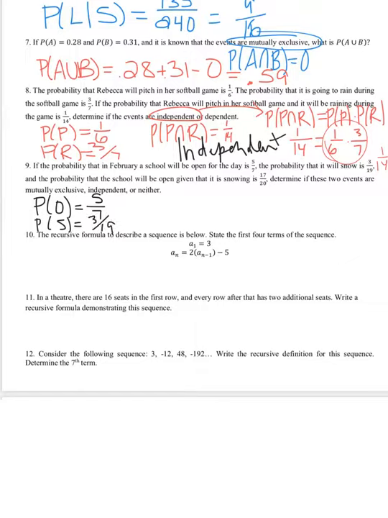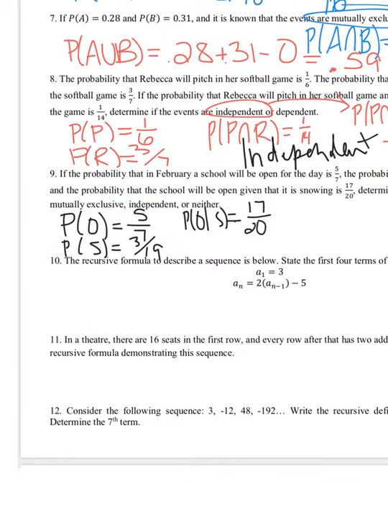And the probability that it will be open given that it is snowing is 17/20. Determine if these are mutually exclusive, independent, or neither. So let's see first. The one that is a little bit easier for you to see is that these two events are not going to be independent.